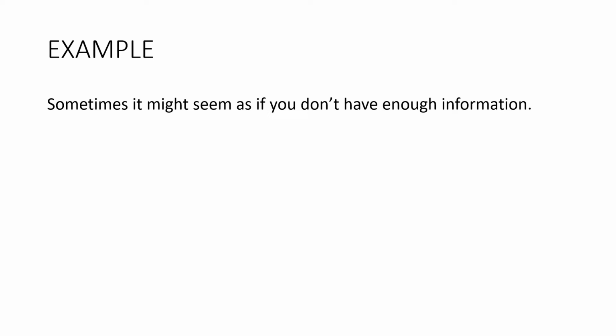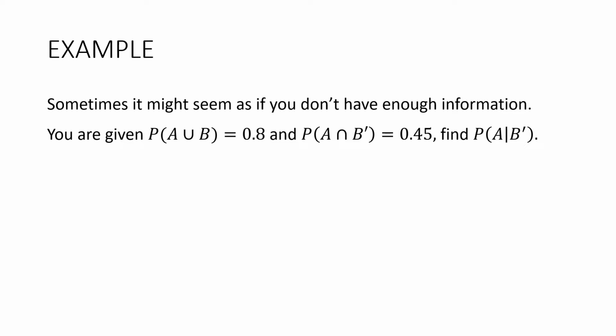Now you might be given a question and it'll seem like you don't have enough information, and in this case return to the Venn diagrams and see whether you can figure out the bits that you need. Here's an example. You're given the probability of A union B is 0.8 and the probability of A intersection not B is 0.45. Find the probability of A given B hasn't occurred.